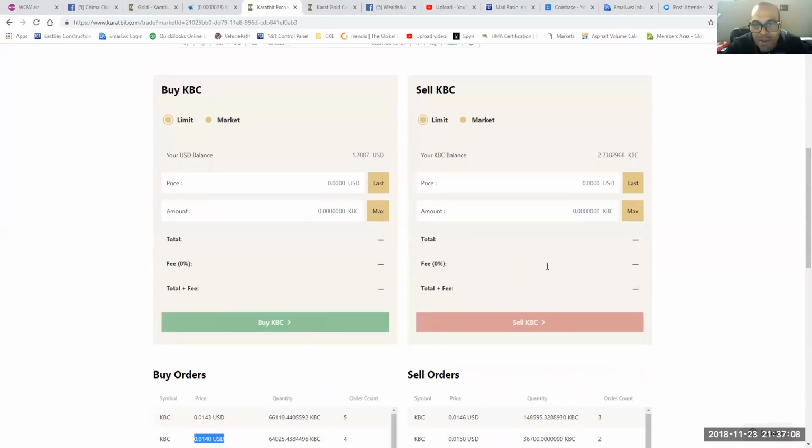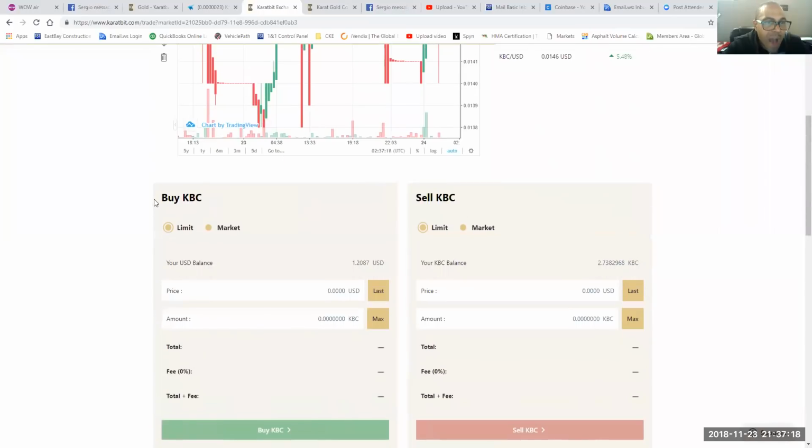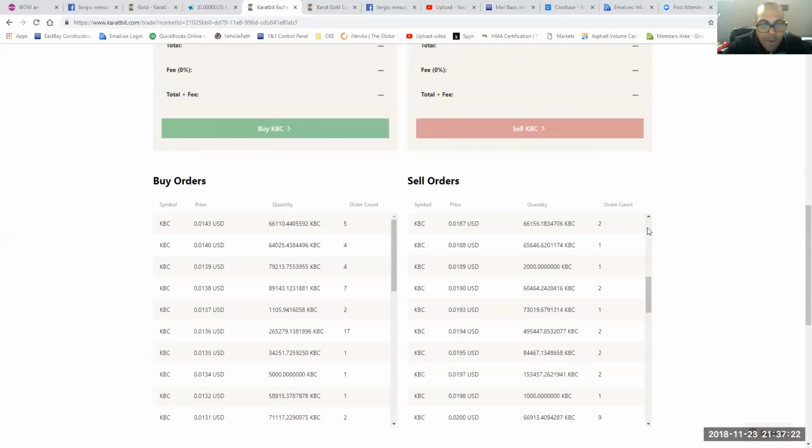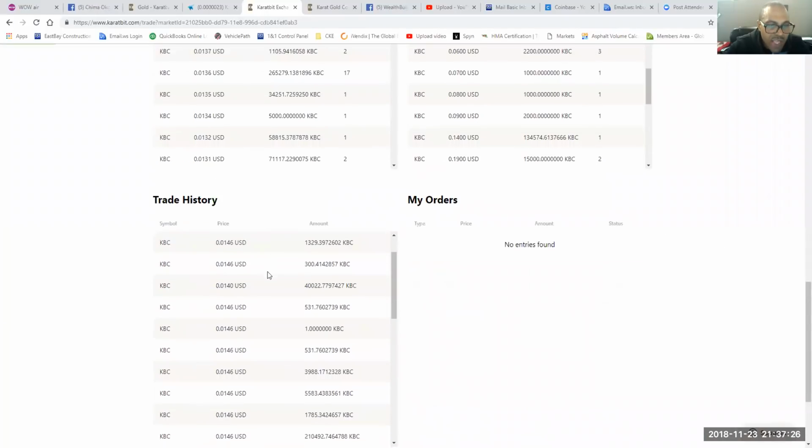See, people right now are not trying to sell their coin under this price. This is a sell order box, and this is a buy order box. And this is a buy KBC box and a sell KBC box. I'll teach you another time what to do on buying. So trade history, you see that? That's the last coin, which was mine. They're not going to sell it for less than that. That means people are holding on to their KBC.